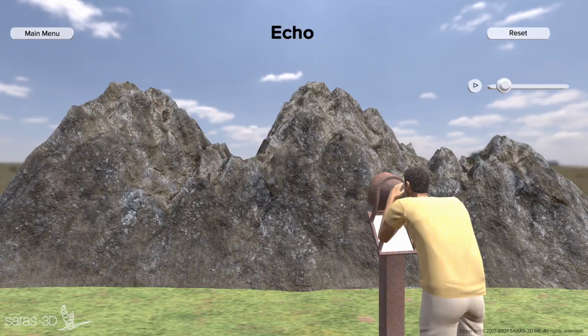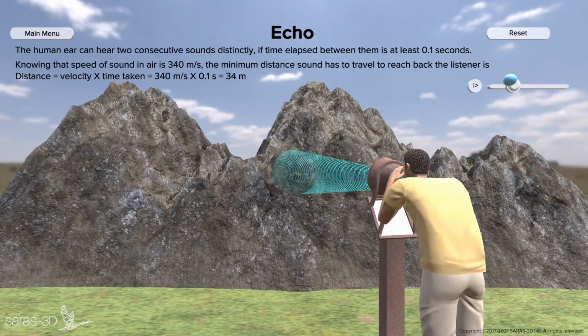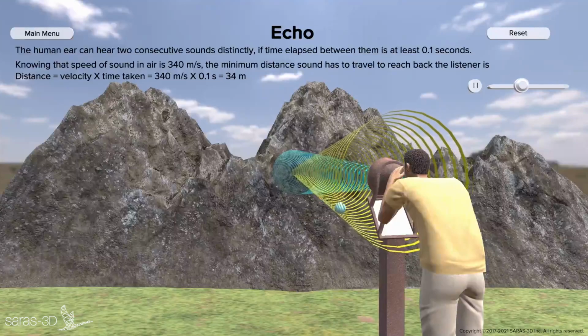So let us say you are in front of a mountain and you are shouting hello. So what happens when you do so? Hello. When you do so, you will hear back your own sound after some time.